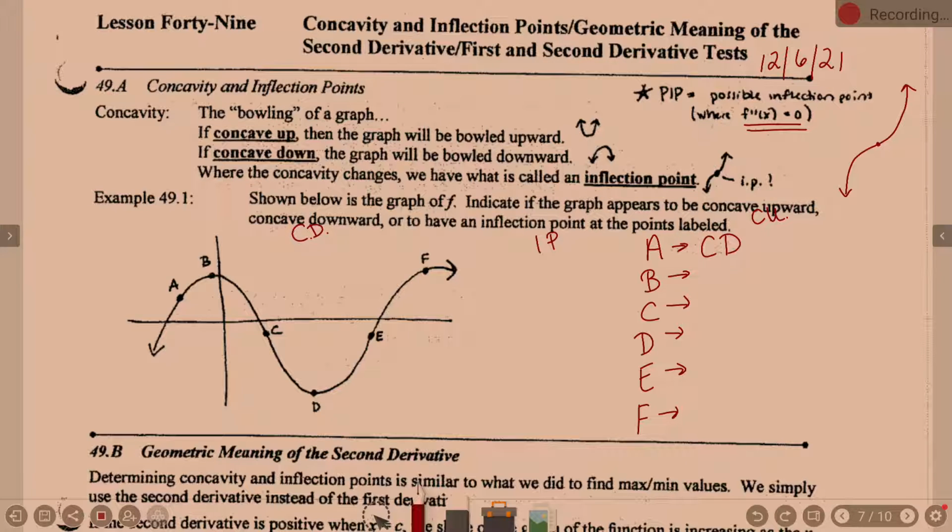What about B? That would also be concave down. And B is a maximum. Well, I think that's supposed to be the maximum there. Isn't that what that looks like? And so when you have a maximum, that is going to be part of concave down. Okay.